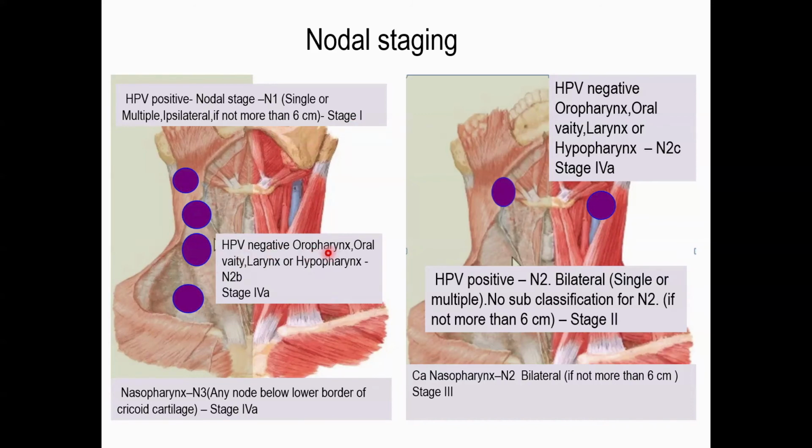In HPV negative oropharynx, oral cavity, larynx, hypopharynx, multiple nodes on one side become a stage 4 disease. And in nasopharynx, it becomes an N3 disease because any node below the caudal edge of the cricoid cartilage becomes N3 disease, and automatically it becomes a stage 4 disease. Okay, so that is the nodal staging. Yes, coming to the next slide.